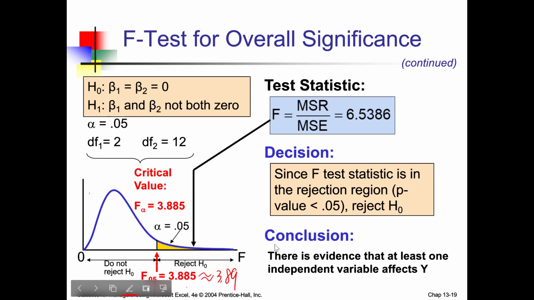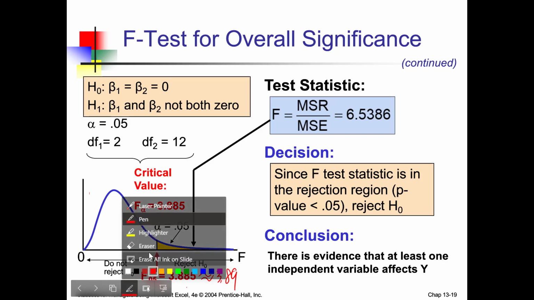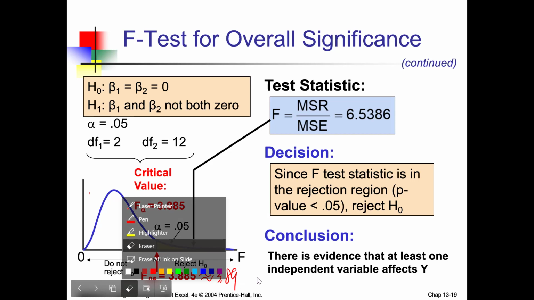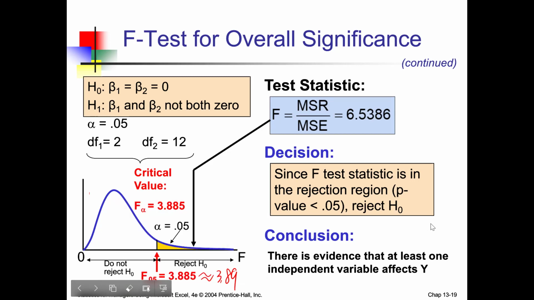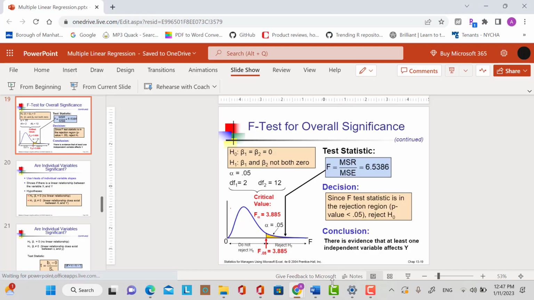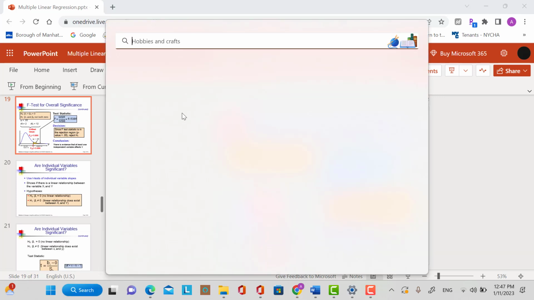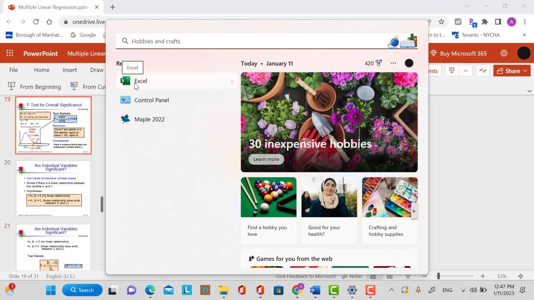So again, you know that the table from our Blackboard course always only has 2 decimal places. Now we can also find these critical F values in Excel. There's a formula for that. I can quickly show you how to find that in Excel. So go open Excel.